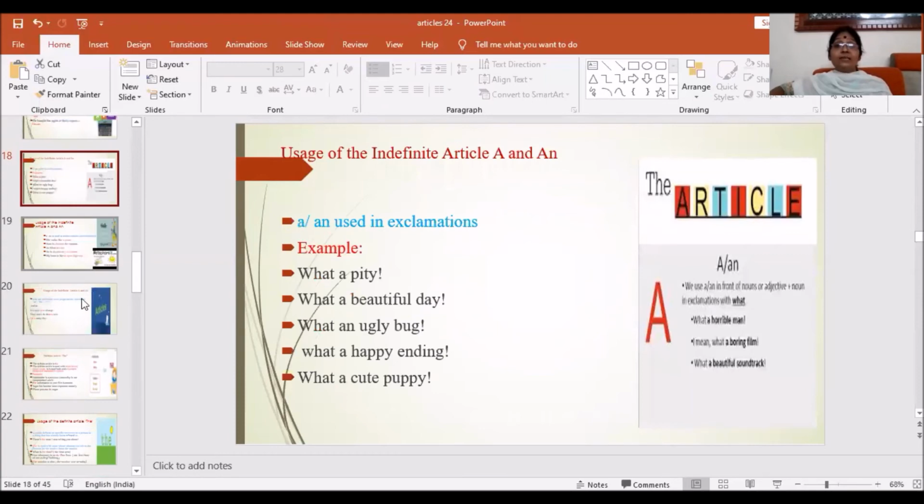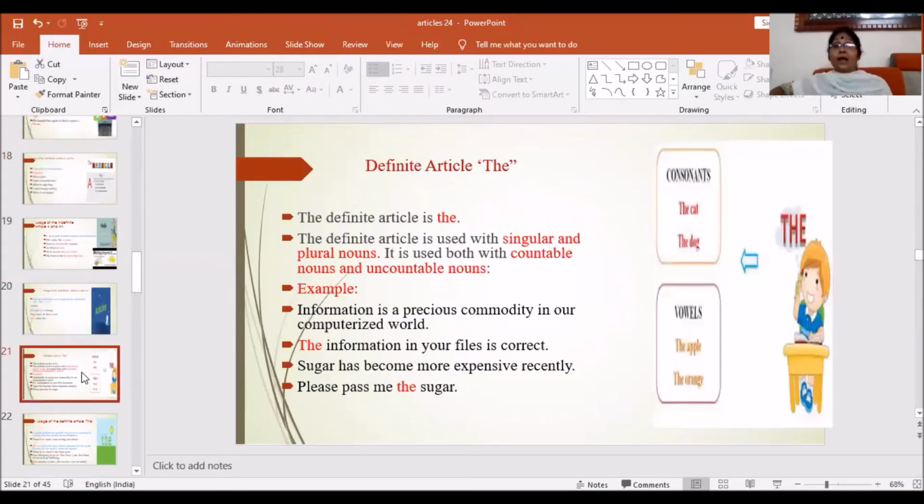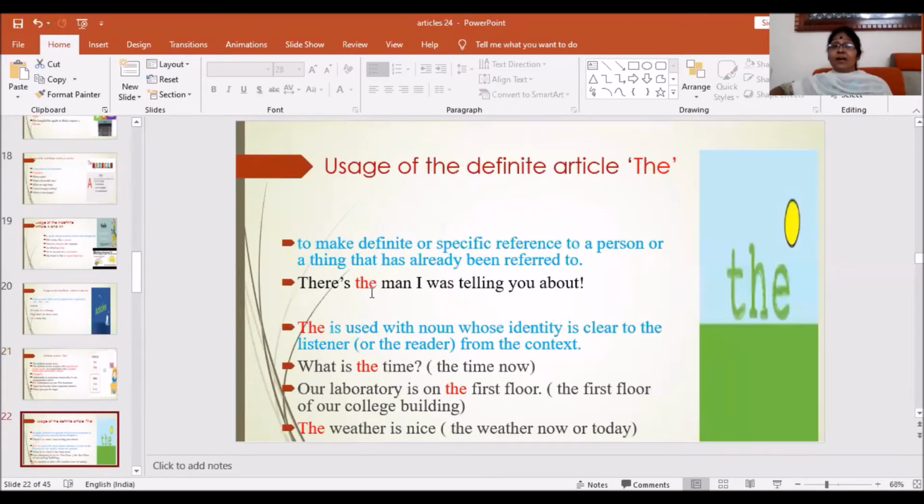So let us now once again brush up where we will use our article the, right? The definite article the is used with both singular as well as plural nouns. It is used both with countable nouns and uncountable nouns, right? This is the difference. Whereas our indefinite articles are used only before singular and countable nouns, right? Now, to make a specific reference to a person or thing that has already been referred to, we use our definite article the, right?